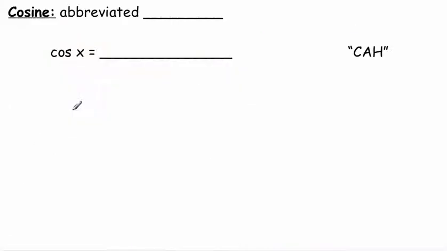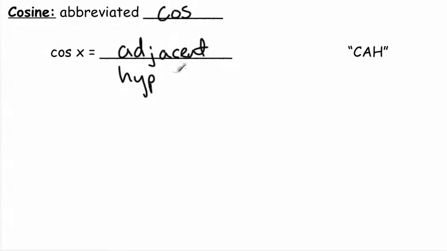So now let's look at cosine. Cosine is abbreviated COS. Cosine is going to be adjacent over hypotenuse. And I'll spell these out. And this is the CAH part of SOH-CAH-TOA. Okay, so cosine is adjacent over hypotenuse. Let's look at an example.